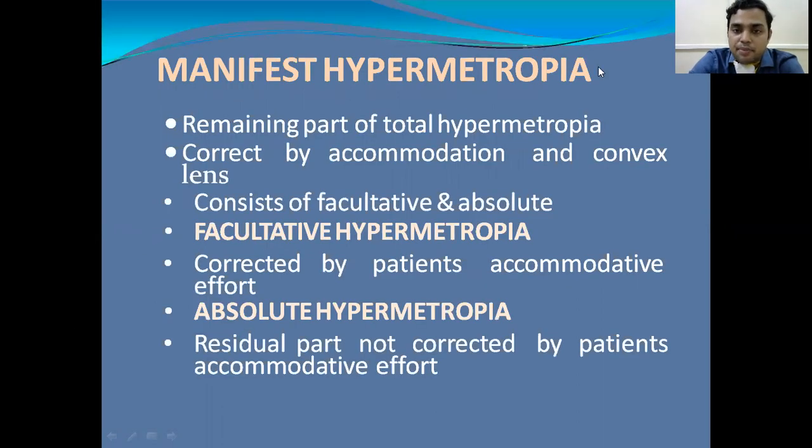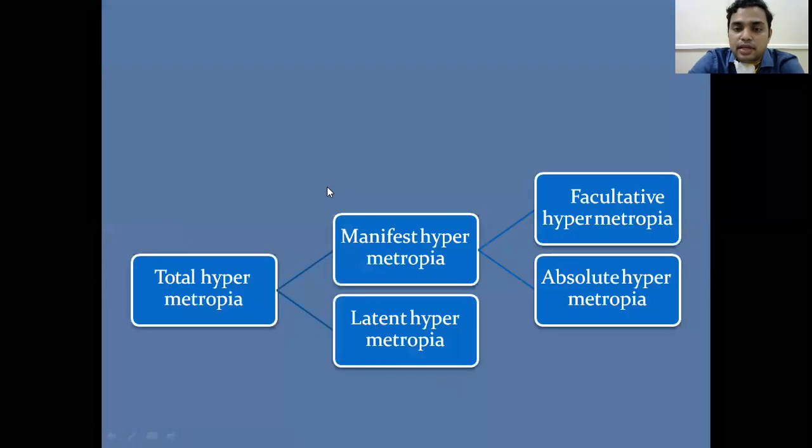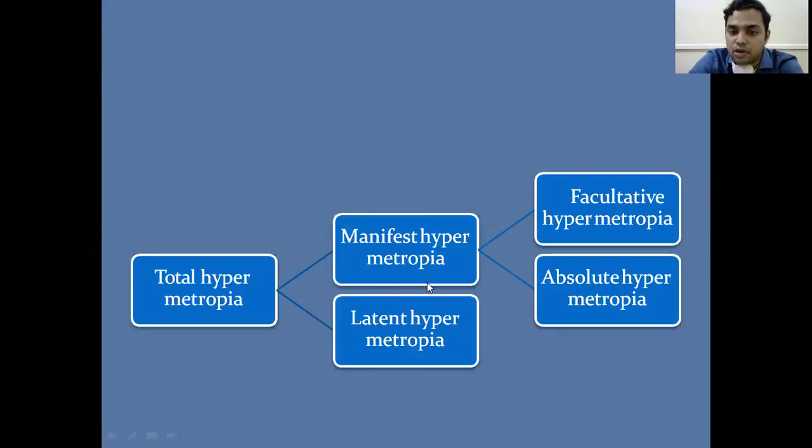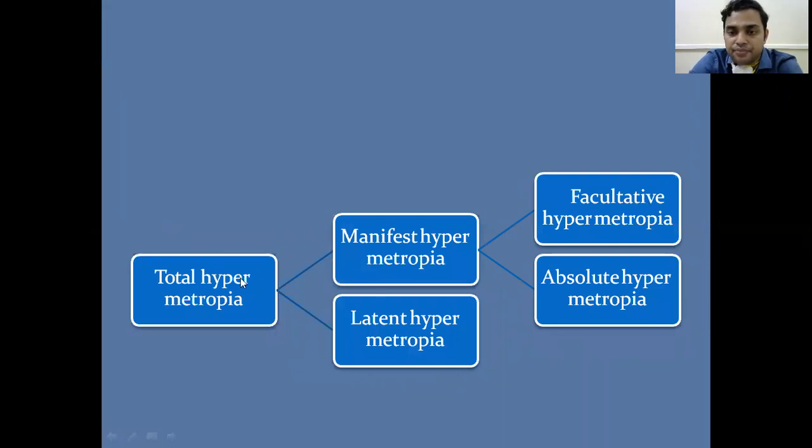So what is manifest hypermetropia? The remaining part of the total hypermetropia, by excluding the latent hypermetropia, that we call as manifest hypermetropia. This manifest hypermetropia is divided into two types, that is facultative hypermetropia and absolute hypermetropia.